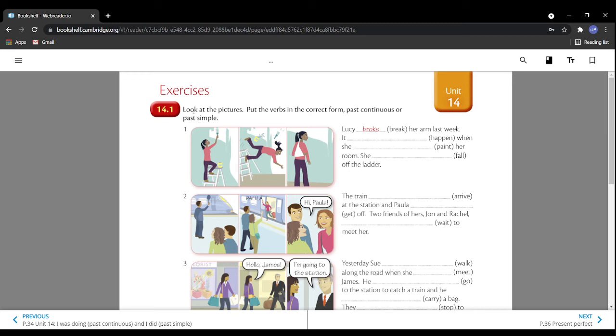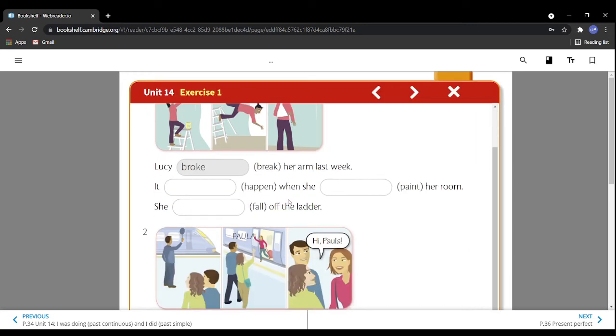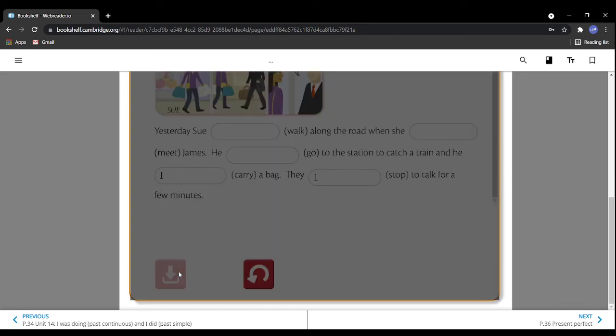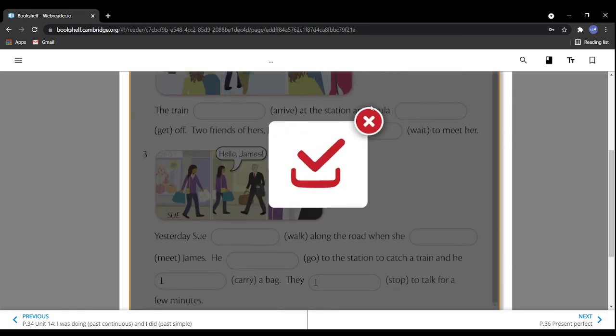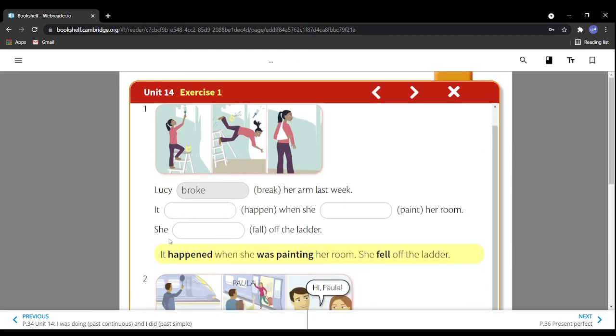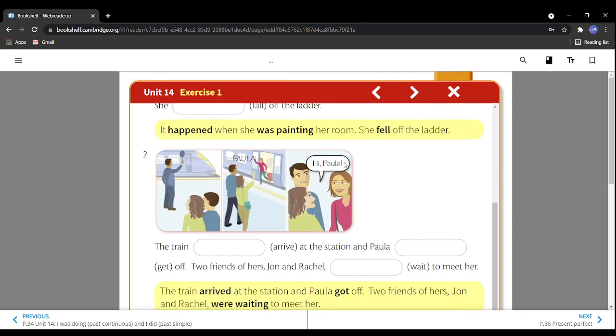Okay. Let's see the answers. I wish I can just get it easily. Yes, oh yeah, perfect. This is perfect. Let's go and see. Answers, see here. So, it happened when she was painting her room. متى انكسرت يدها مسكينة? When she was painting the room. In that moment, she fell down and broke her arm. She fell off the ladder. The ladder or the ladder.